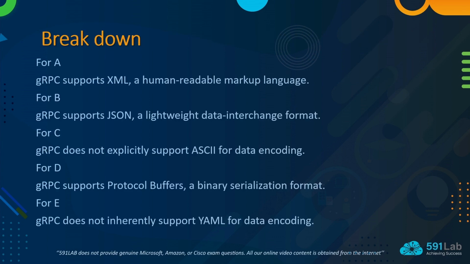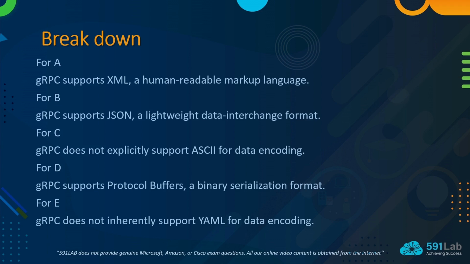Let's break it down. For option A, gRPC supports XML as a data encoding technique. XML is a markup language commonly used for encoding data in a human-readable format. For option B, gRPC also supports JSON as a data encoding technique. JSON is a lightweight data interchange format that is easy for humans to read and write, and easy for machines to parse and generate.